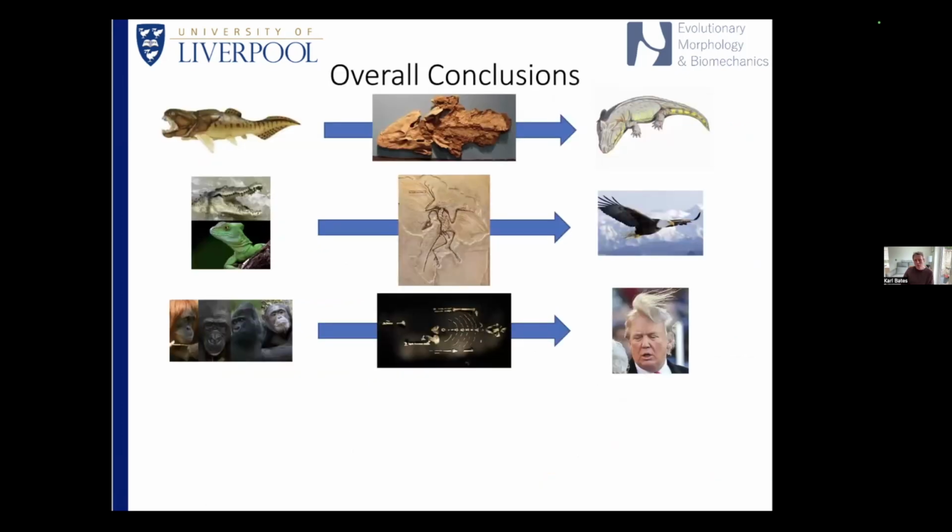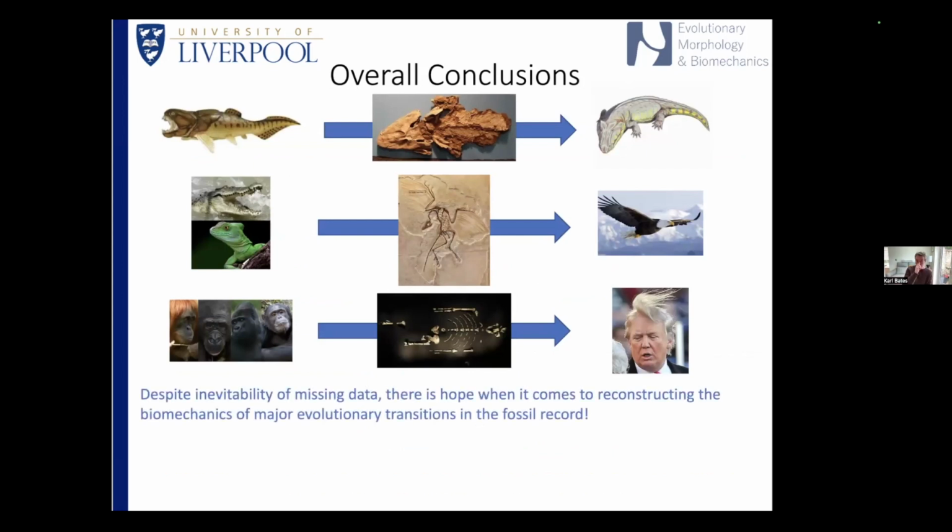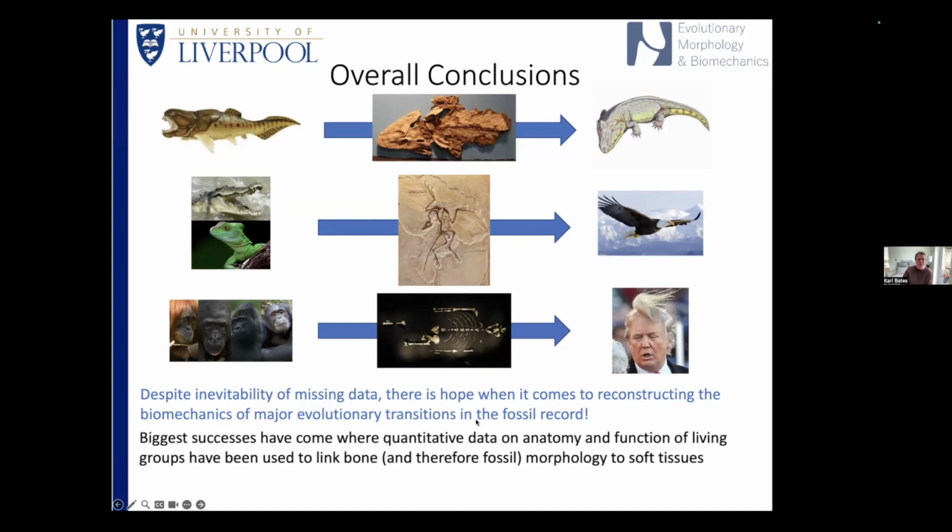So in terms of overall conclusions for the entire talk, I think what I want everyone to take away from this is that there is this inevitability of missing data when we start looking at fossils. But there is hope when it comes to reconstructing the biomechanics of major evolutionary transitions despite that missing data.